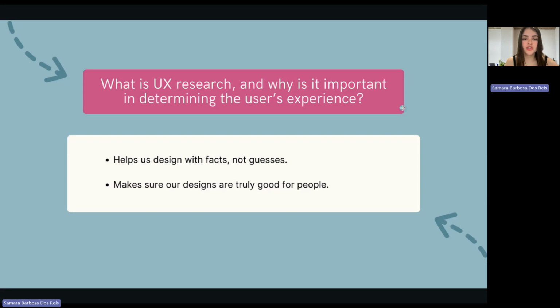So the first thing, what is UX research and why is it important in determining the user's experience? UX research is basically about gathering and understanding information about our users, like what they do, what they need, and their problems and their behavior. It is important because it helps us design with facts, not just guesses. Without research, we might create a product that looks good, but it is not useful and doesn't actually solve a real problem. So UX research ensures our designs are effective and truly centered on the user.